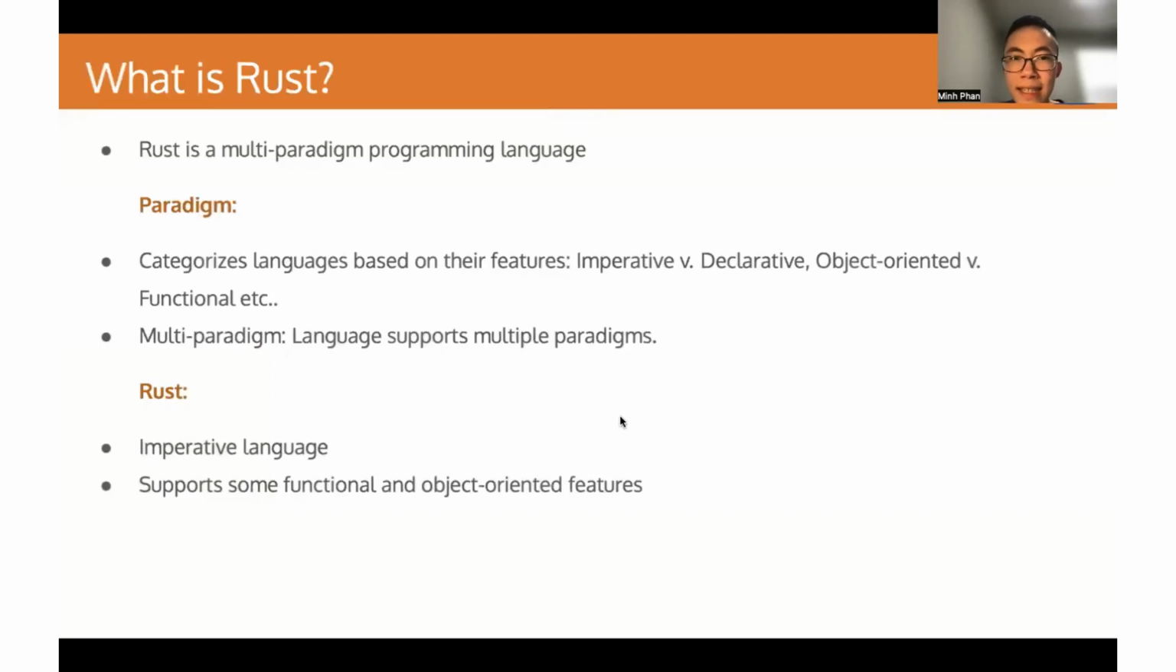So what is Rust exactly? Rust is a multi-paradigm programming language. So what is a paradigm? A paradigm basically categorizes languages based on their language features. We have imperative versus declarative languages, object-oriented, as you may be familiar with from CS124 and CS128, versus functional. And multi-paradigm basically means this language supports multiple paradigms. So what is Rust? Rust is an imperative language, but it also supports some functional and object-oriented features, as we will look at later in the class.